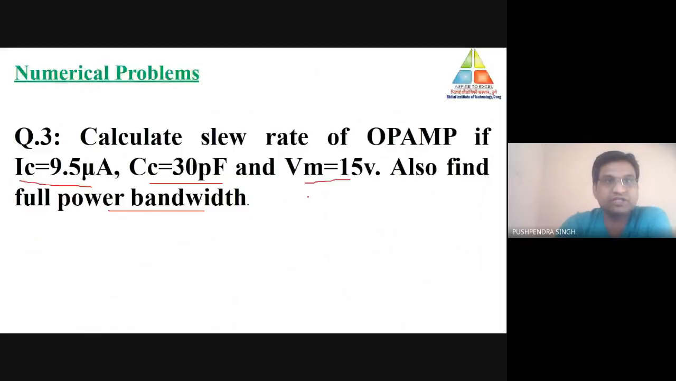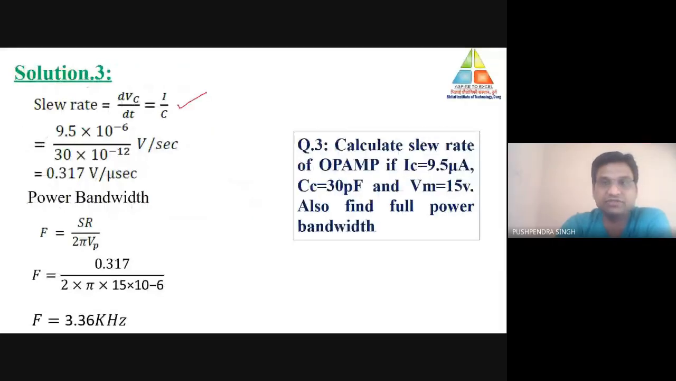So what is slew rate? Slew rate is nothing but I by C when the question is given in the form of current and capacitance. So just substitute the value of current and capacitance. Current is given as 9.5 microampere and the value of capacitance is given as 30 picofarad. So from there, the value of slew rate is 0.317 volts per microsecond. Now second part is full power bandwidth.